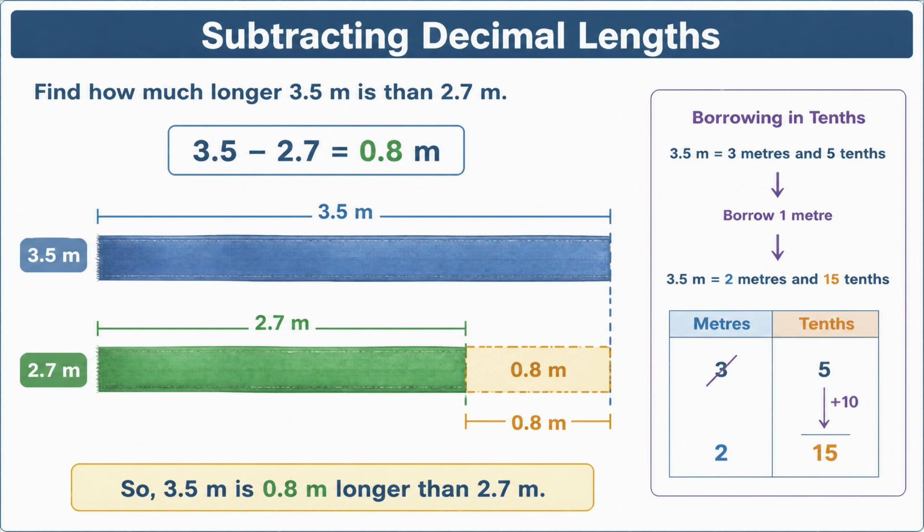Subtracting decimal lengths. Now let us find how much longer 3.5 meters is than 2.7 meters. We need to subtract 2.7 from 3.5. 3.5 means 3 meters and 5 tenths, but 5 tenths is smaller than 7 tenths, so we borrow 1 meter. 1 meter is equal to 10 tenths, so 3.5 becomes 2 meters and 15 tenths. Now subtract. 15 tenths minus 7 tenths equals 8 tenths. 2 meters minus 2 meters equals 0. So, the difference is 0.8 meter.